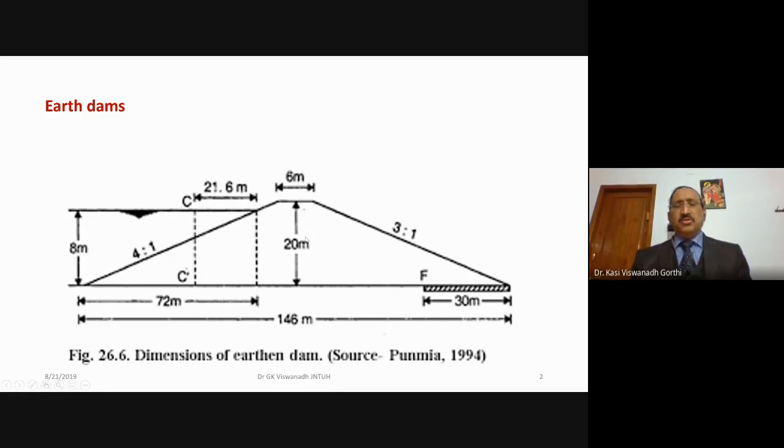About 20 meters. This is only an indicative figure, nothing connected with the theory of the earth dam, but this has been taken from some problem from Punmia and others to show you how the section of an earth dam looks. So there will be top width, upstream slope, downstream slope, followed by a filter provided at the toe portion. This filter is provided in certain specific types of earth dams.